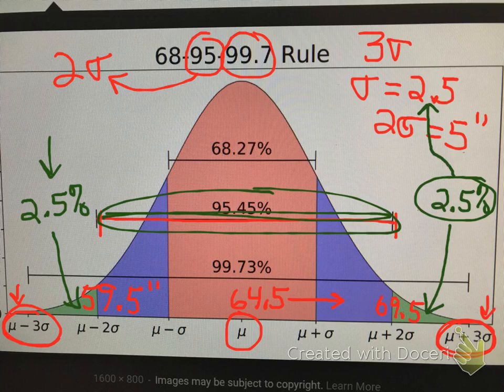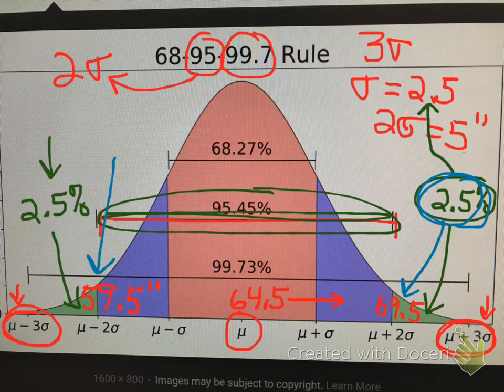So to just make some conclusions here, switching to blue, I can say that 2.5% of all women are taller than 5'9.5", 69.5 inches. I can equally say that 2.5% of all women are shorter than 59.5 inches. Just by that symmetry, the tails have equal probability.